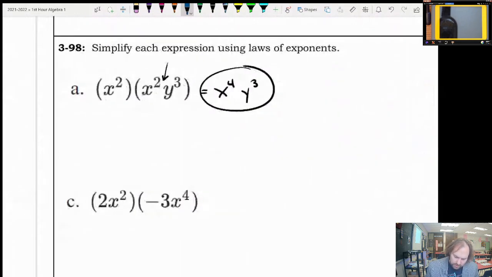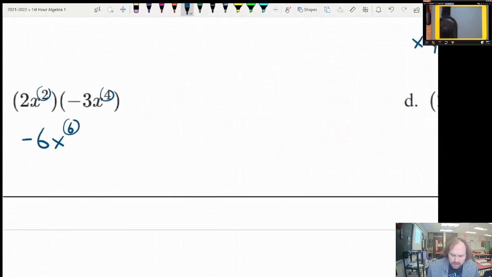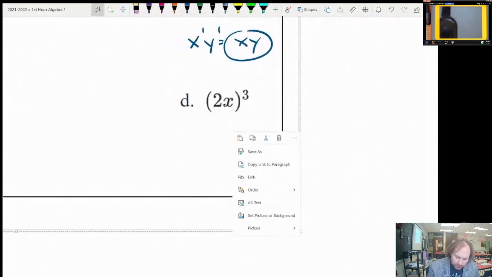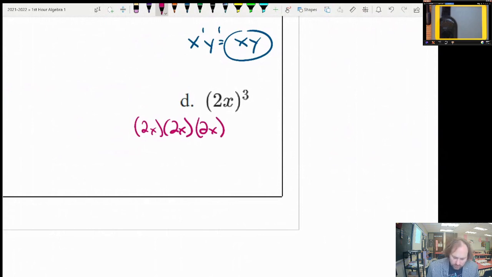Question C, we have, let's see here. 2 times -3 gives us -6. And then we'll have x to the 6th power. The 2 plus the 4 gives you the 6. And then finally, we got 2x to the 3rd, which we should never forget is equal to 2x times 2x times 2x, which means 2 times 2 times 2 gives us 8x to the 3rd.